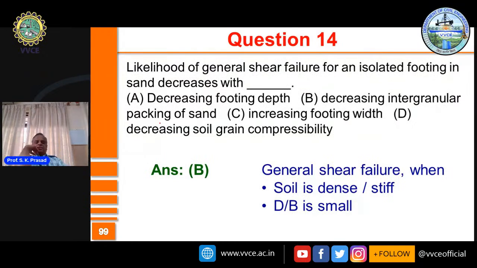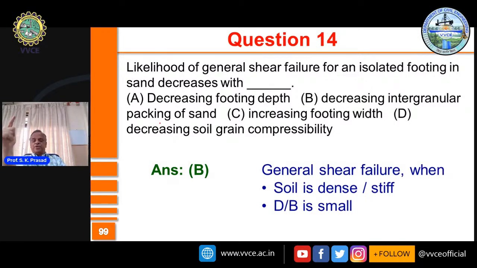Okay, let's see here. Likelihood of general shear failure for an isolated footing in sand. In sandy material, general shear failure is seen when, number one, soil is dense. The relative density is fairly high, 70% and above. Two, when the footing is at shallow depths. That is, when the depth of foundation is small. In that case, general shear failure is seen.